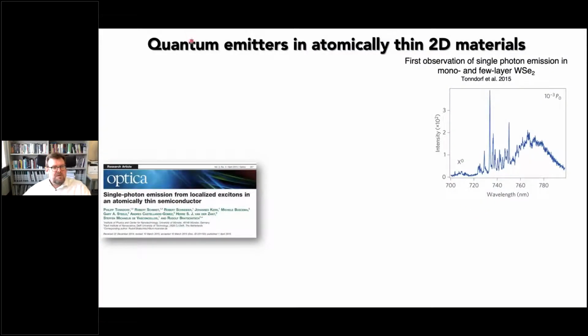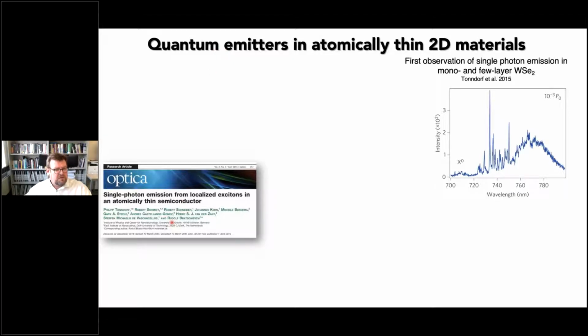Now, if you're not an expert, quantum emitters in this context means a single center, a single atomic site, which is capable of being excited, generating a photon, and then being re-excited. So you could imagine it as a two-level quantum system, a little bit like you study in quantum optics. It's something which was first noticed about 5 or 6 years ago.